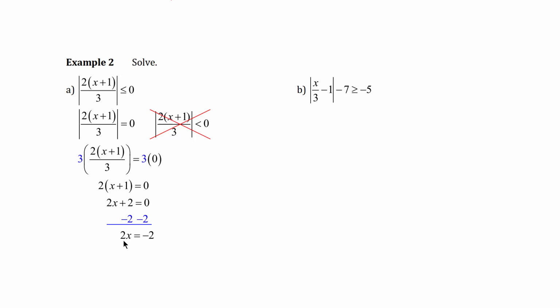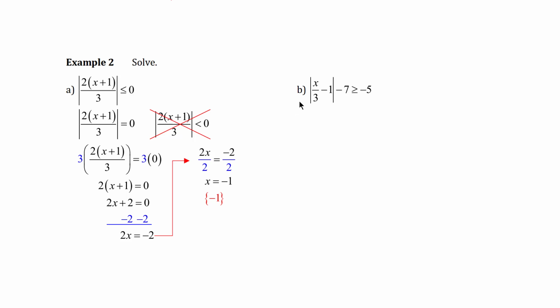Next, we need to get rid of the 2 in front of the x. We just divide both sides by 2. We get 2x divided by 2 equals negative 2 divided by 2. Simplifying the left-hand side, 2x divided by 2 gives us x. And simplifying the right-hand side, negative 2 divided by 2 is negative 1. So the result is x equals negative 1. Our final answer for this problem will be written in set notation. I have a set of curly brackets and negative 1 on the inside.